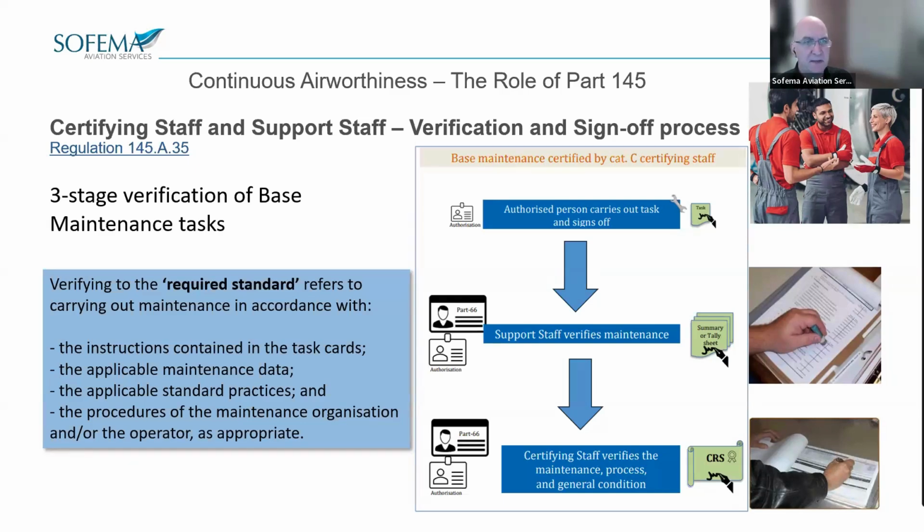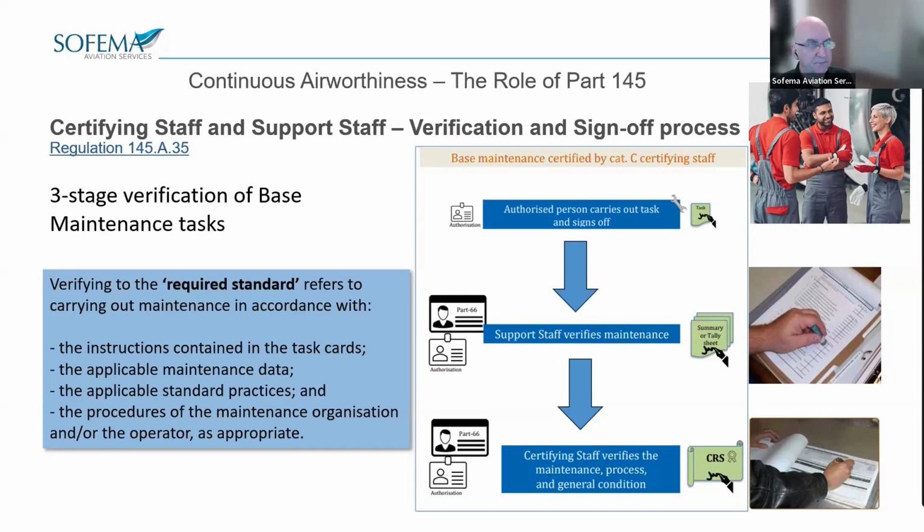Lastly, when all the information is gathered for all the maintenance activities carried out and all of it has been signed off both by the authorised persons and the support staff, then the certifying staff can verify the overall completion of the maintenance activities. And this is typically done at the end of a maintenance check, where a certifying C licensed engineer will sign off the whole check, the whole C check or A check, based on the verifications provided by the other two levels, by the authorised persons and the support staff. So it's a three-stage check, really, which provides an additional safety barrier. You're not just having the maintenance done by a licensed engineer and signing it and leaving it. There are other people checking that he's done it in accordance with the right data and to the intent of the work card.